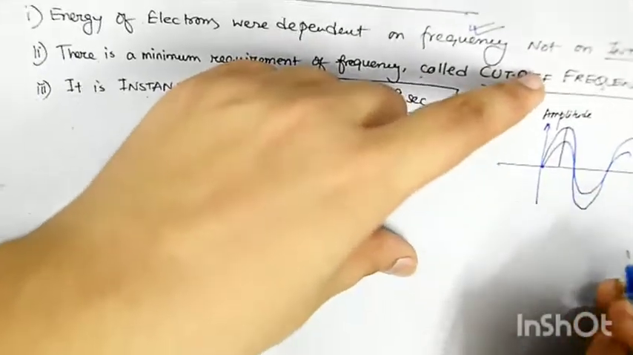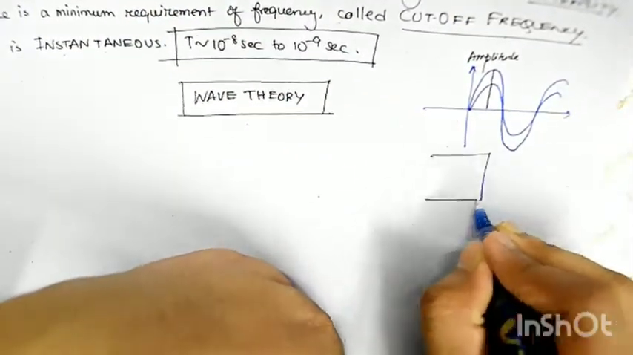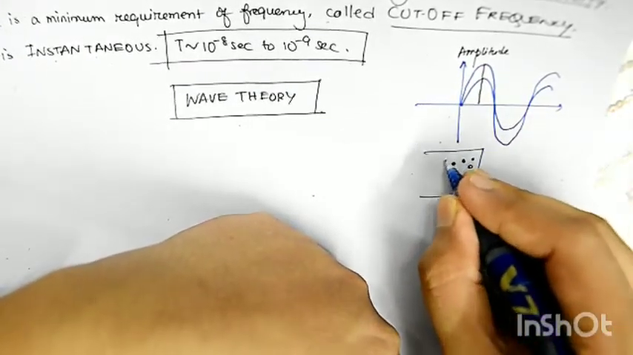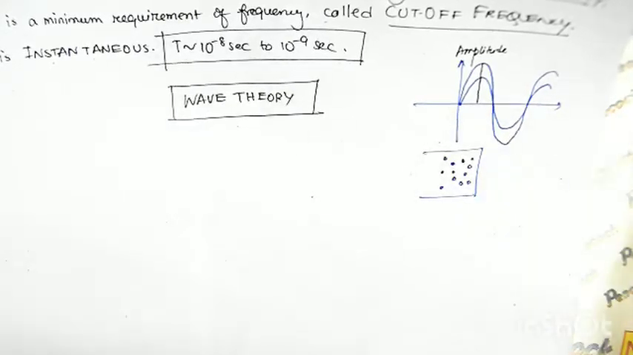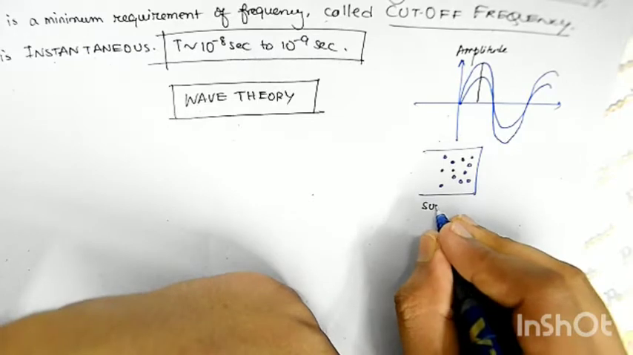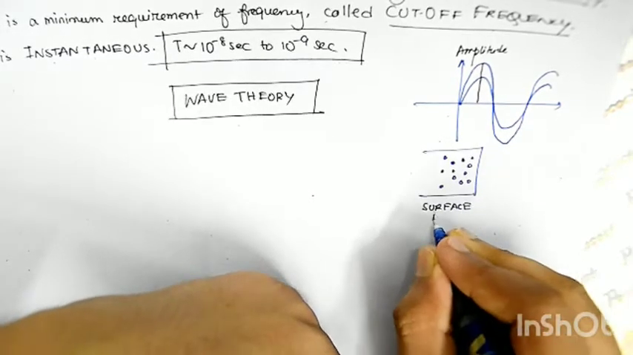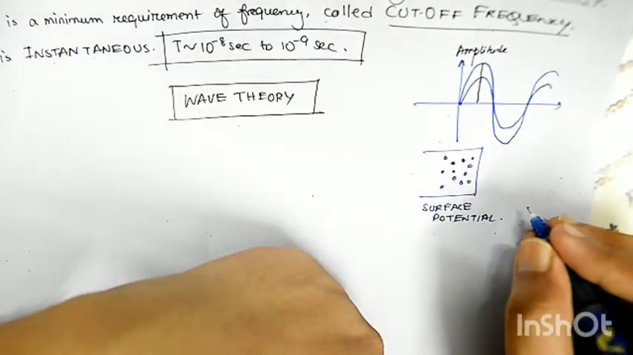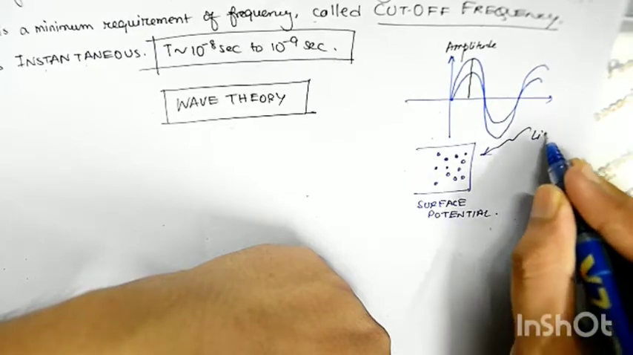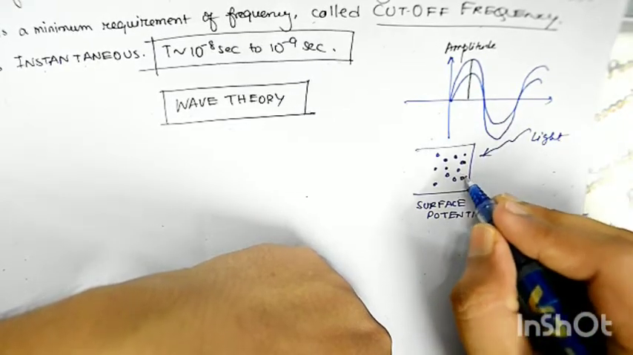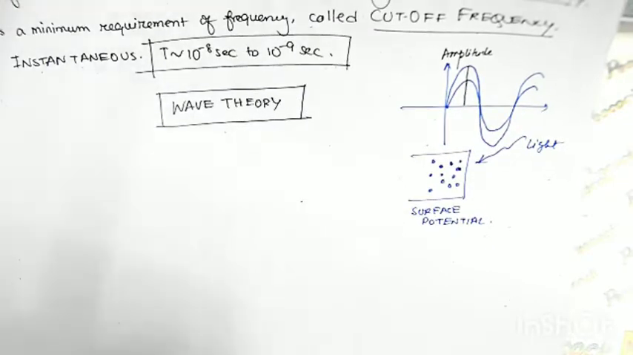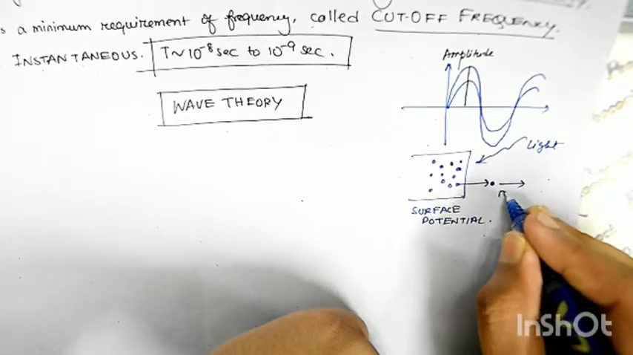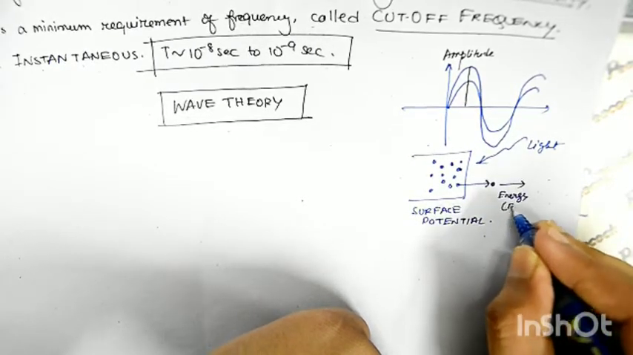Usually what do you think? Inside the surface there are multiple electrons present, and they are in that surface because of one attractive force which we call surface potential. If my incident radiation, that is light, gives energy to the electrons more than the surface potential, then these electrons come out of the surface and travel with that energy, that kinetic energy portion.